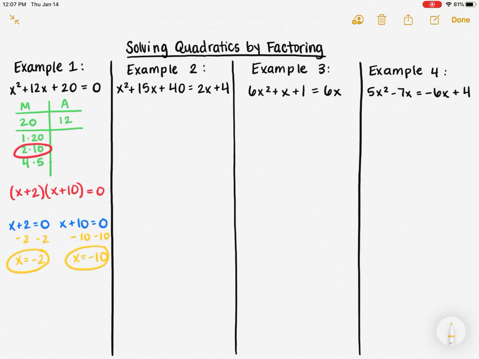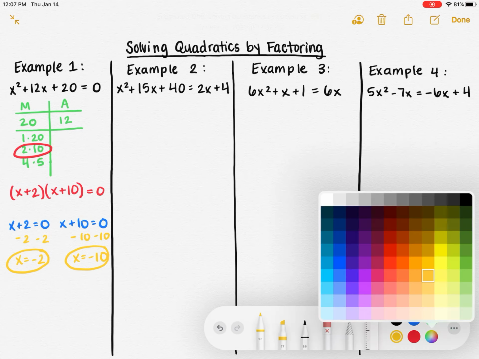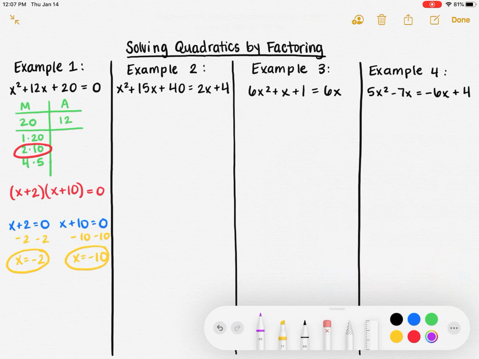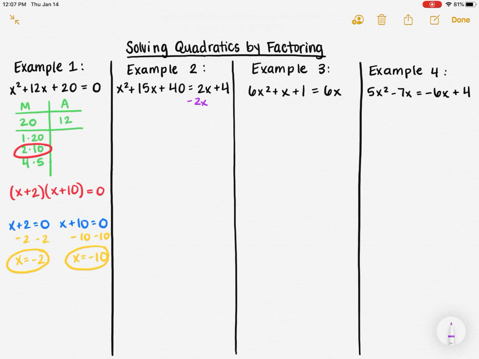So in example 2, it looks like standard form, but then I also have some terms on the right side. It's not set equal to 0. I have x squared plus 15x plus 40 equals 2x plus 4. So my first step here is going to be I need to get it set equal to 0. I want the 0 on the right side since x squared is already on the left. That means I need to move 2x and 4 over to the left side. So since they're both positive, I'm going to subtract 2x and subtract 4.